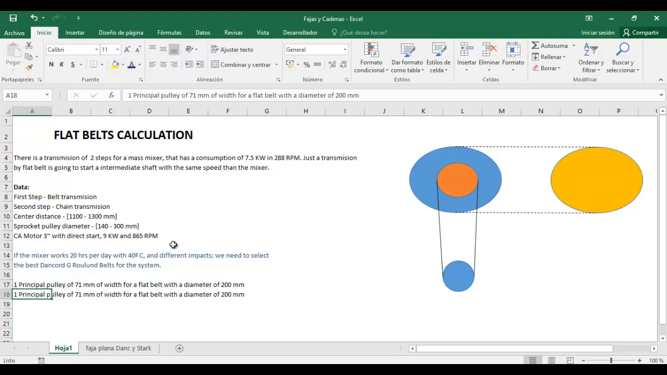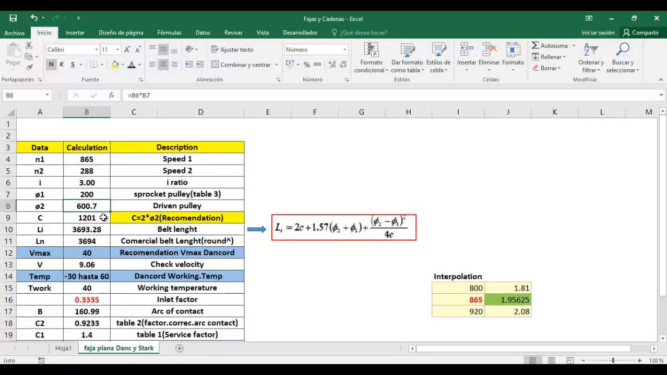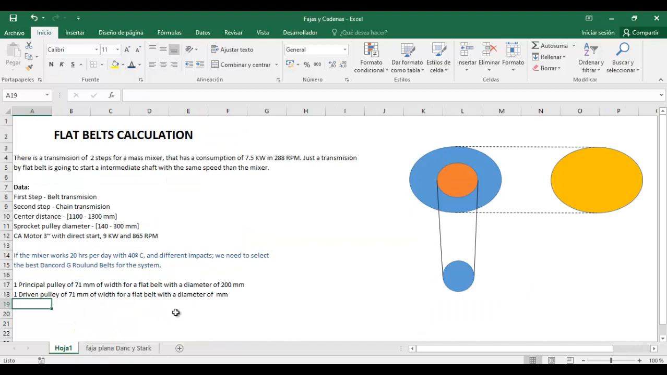But actually, you have a driving pulley. Actually, you have a driving pulley with the same belt with the same width. We have, as you remember, I think I don't remember, here. Okay, 601.